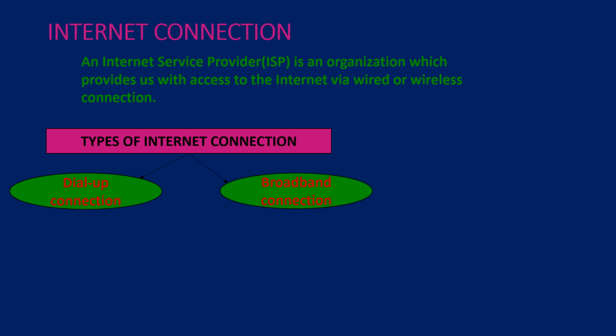Now we got to see what is meant by dial-up connection. Dial-up internet service is a service that allows connectivity to the internet through the standard telephone line. A dial-up connection is set up between our computer and ISP server. It is established using a modem.